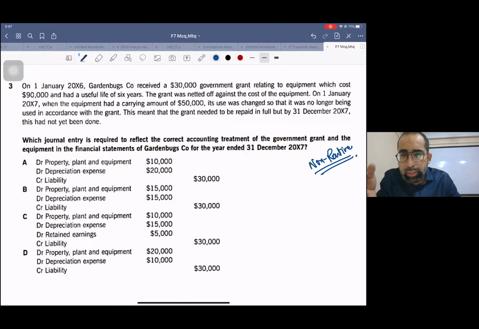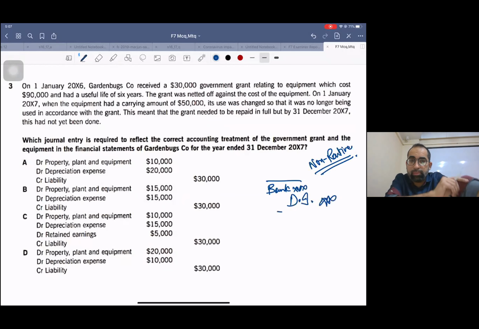And in IAS 20, normally we use the deferred income approach. Remember, normally we make this entry: bank debit and deferred income credit. Please, all of you, be very active. Bank debit and deferred income credit. But sometimes a net off approach is applied. Let me revise this completely.